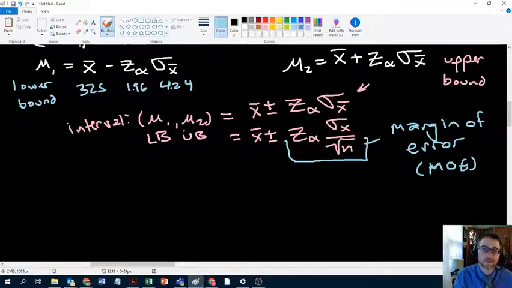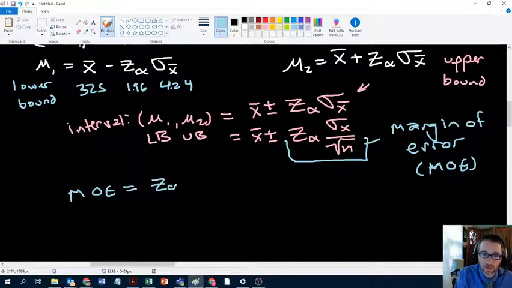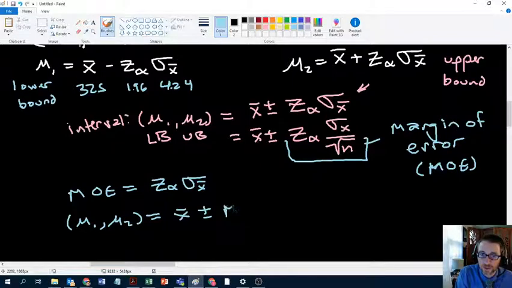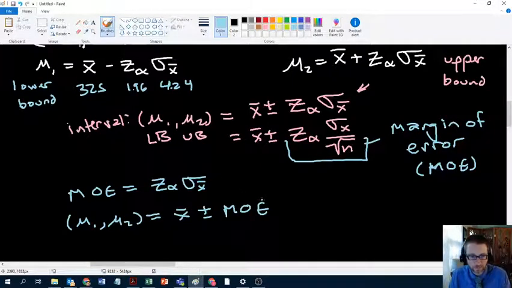So another way to write this would be to write the margin of error equals z alpha sigma x bar, and then to write mu1 comma mu2 equals x bar plus or minus the margin of error, where it just breaks it into those two steps. So what does this look like in practice?